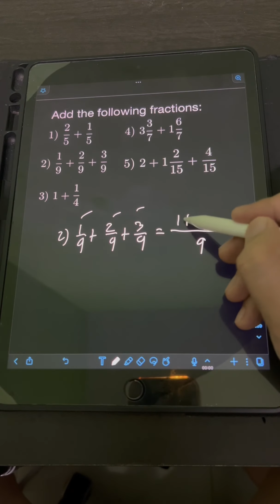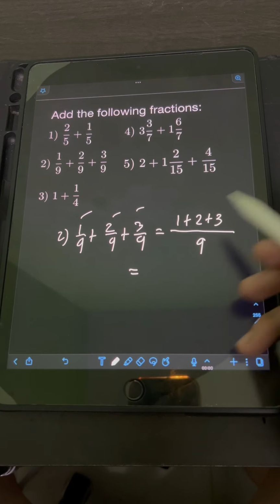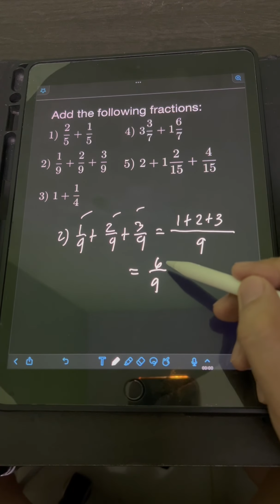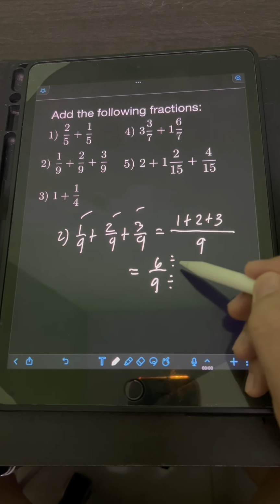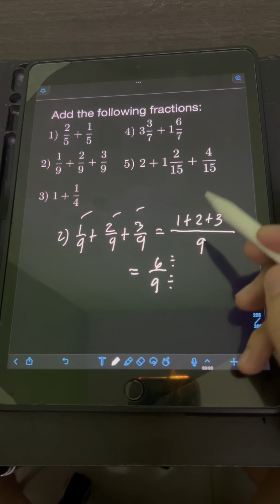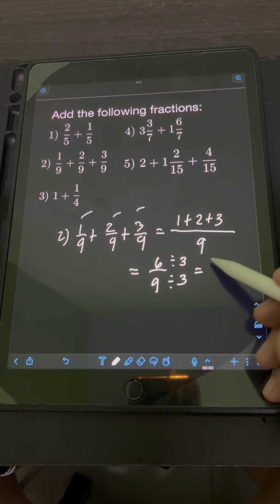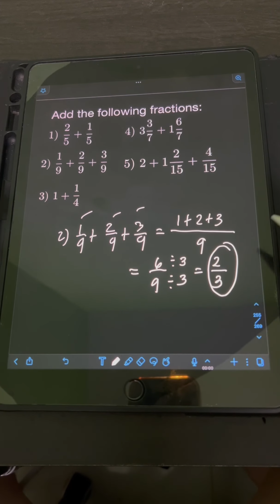So we have 1 plus 2 plus 3. So 1 plus 2 plus 3, that's 6 over 9. So this can still be reduced to lowest term. We divide both numerator and denominator by the GCF of 6 and 9, which is obviously equal to 3. So 6 divided by 3, it's 2. Over 9 divided by 3, it's 3. So the final answer is 2/3.